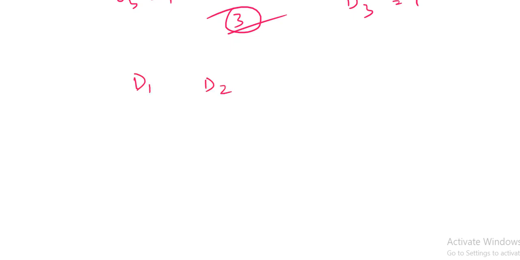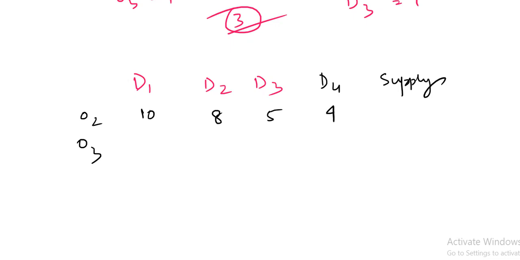D1, D2, D3, D4, supply, and the values are O2, O3. So the result is 10, 8, 5, 4, 0, and the next result is 7, 8, 6, 8, 5. So what is the requirement here? The requirement is 0 3 2 0.